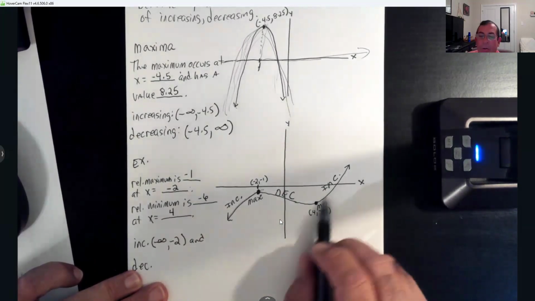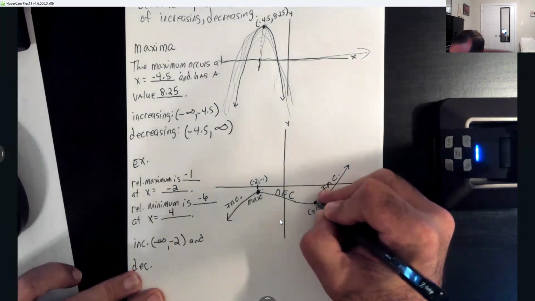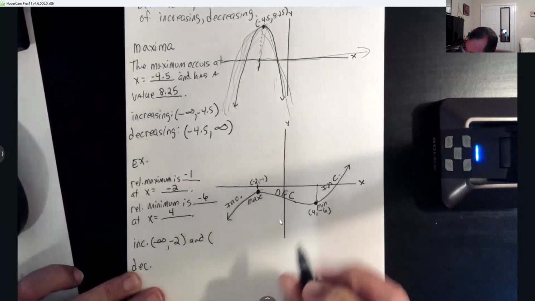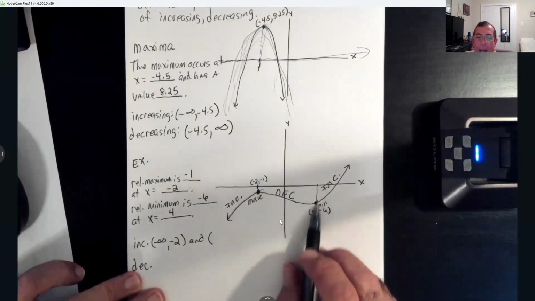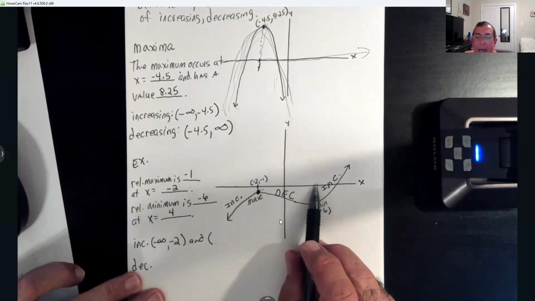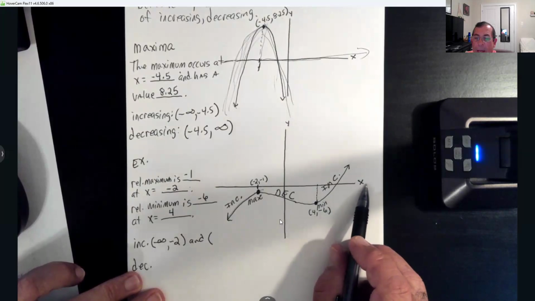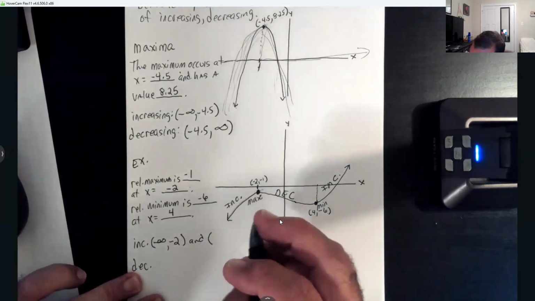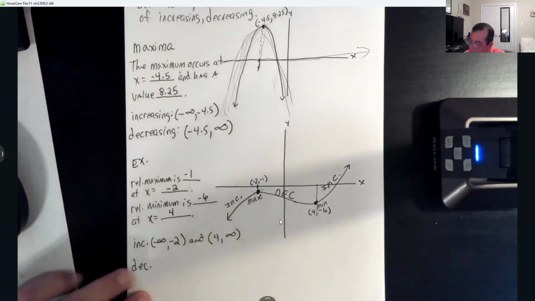And it's increasing on this section. Now I know where this one starts increasing. I know this one starts at that 4, because 4 is the x value right here. So at this x value, my graph starts going up, up, up as my x's head towards positive infinity. So it goes from 4 to infinity.